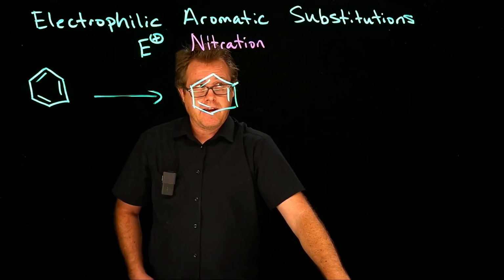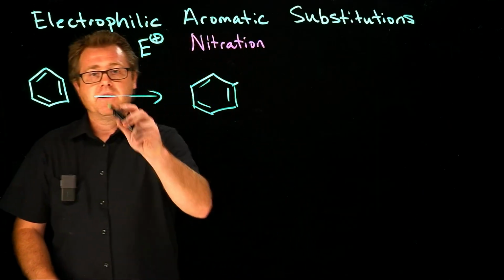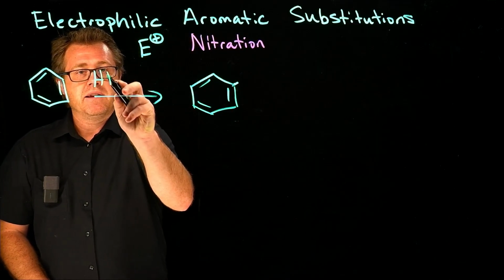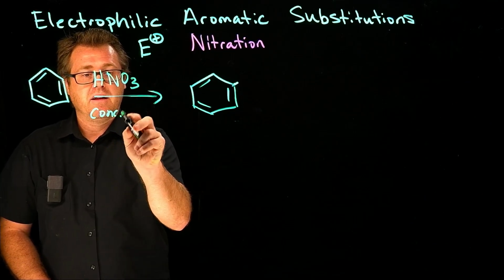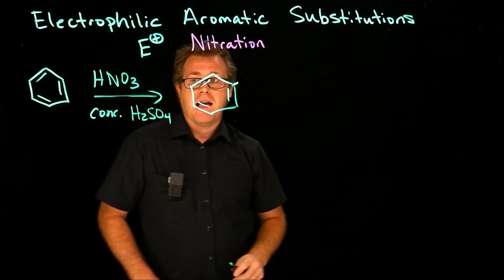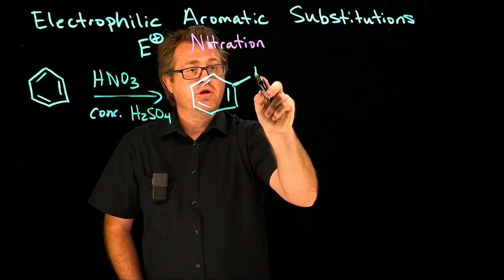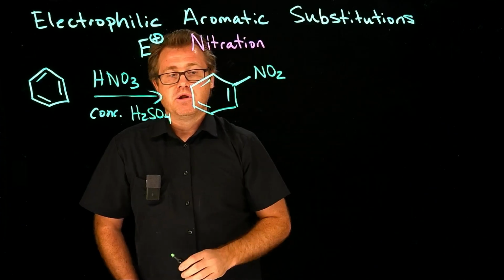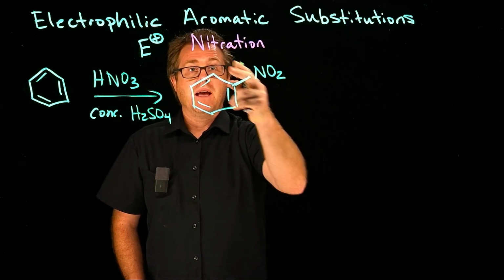Another electrophilic aromatic substitution is called nitration. Nitration is when you take nitric acid and concentrated sulfuric acid, and that's going to attach an NO2 group to the benzene ring, and that is called a nitro group, hence nitration.